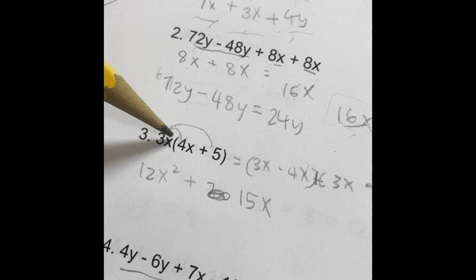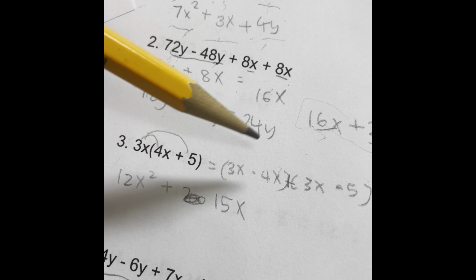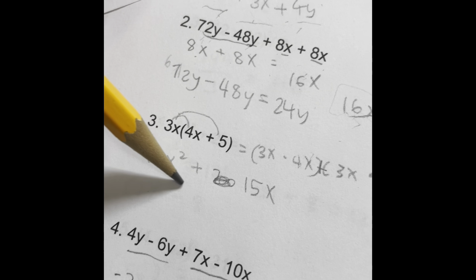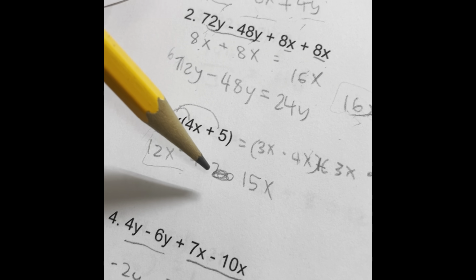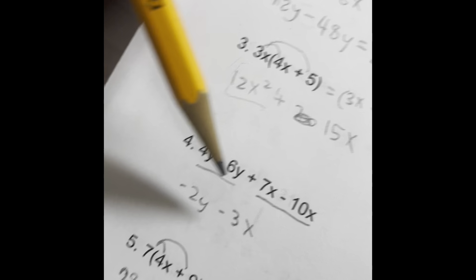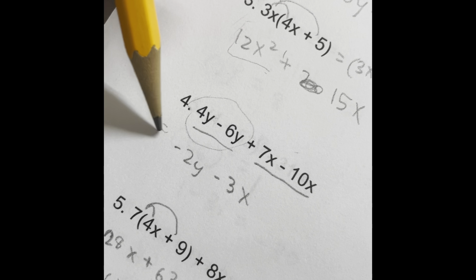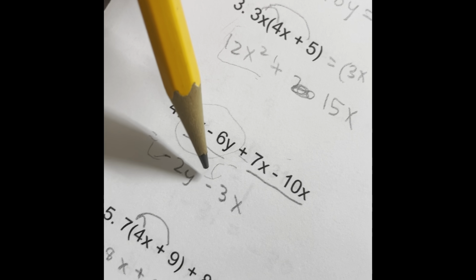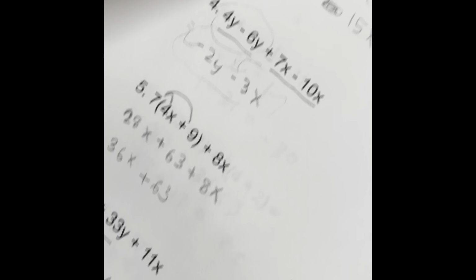For this one, we distribute. So 3x times 4x and 3x times 5. After we get that, we get 12x squared plus 15x. For this one, we add our like terms again. So this equals 2y and this equals negative 3x. So we just leave them together and it becomes our equation.